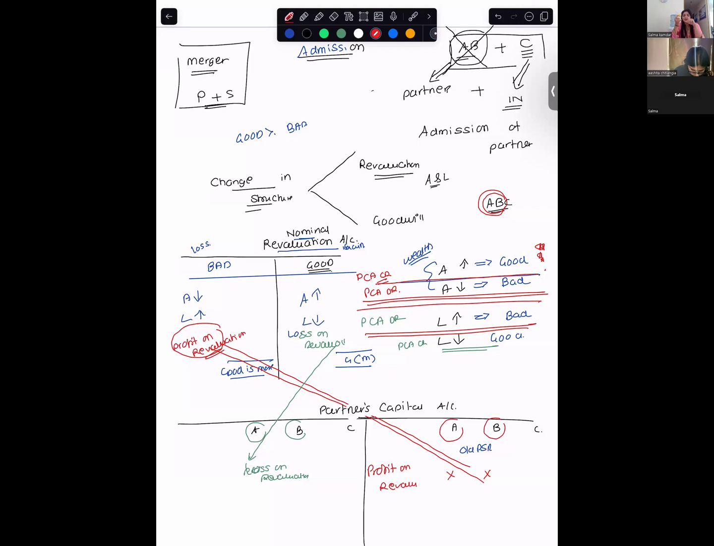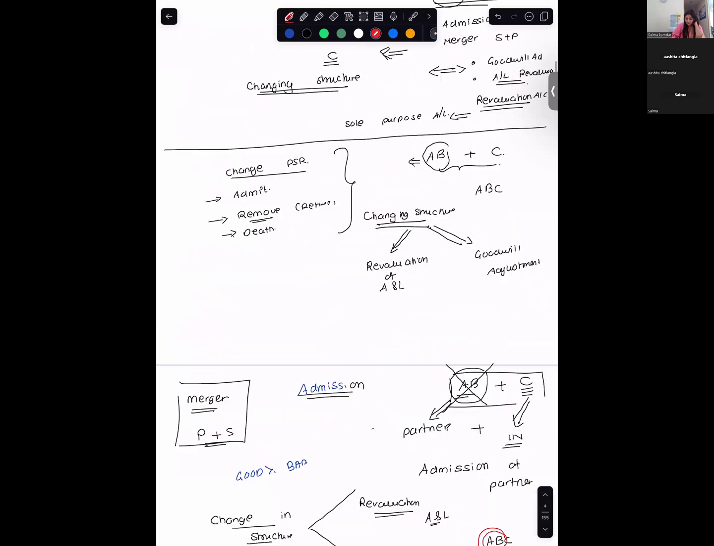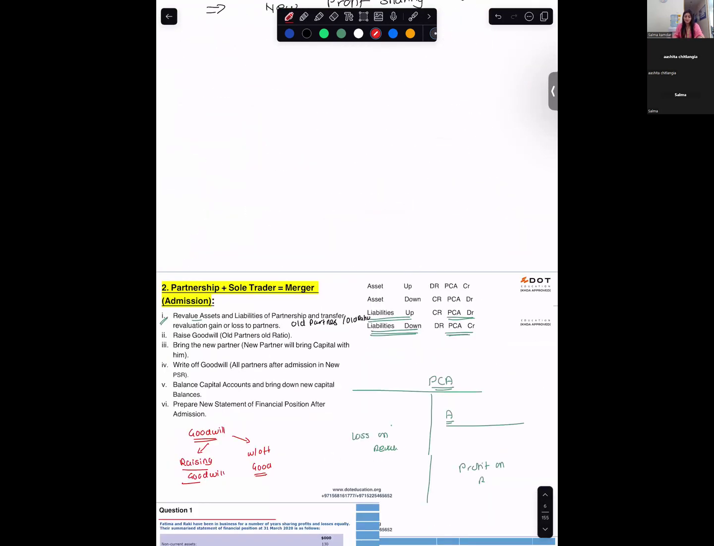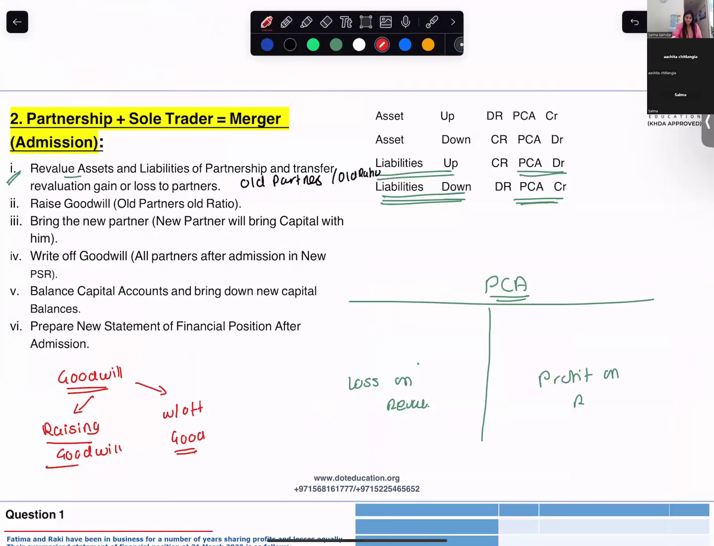The change in structure: I revalued my assets and liabilities. Profit on revaluation is distributed amongst the old partners in which ratio? Old profit sharing ratio. Old ratio. And the loss on revaluation is distributed amongst the old partners in the old ratio. So revaluation is done. Now the second thing, you do goodwill adjustments. That means you have to raise the goodwill and write off the goodwill.